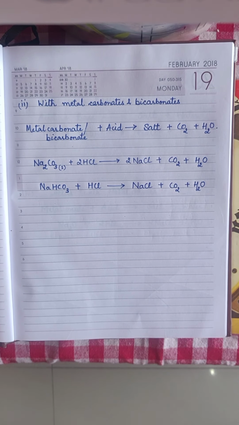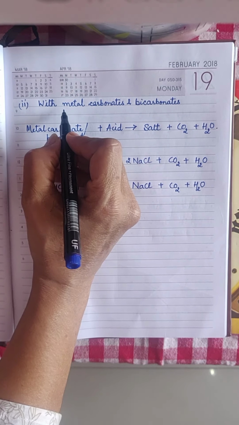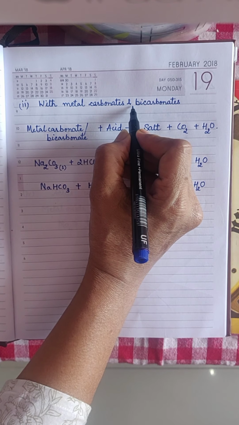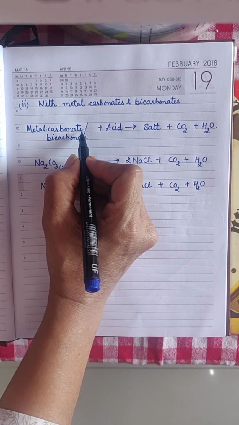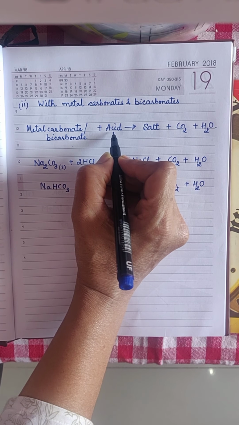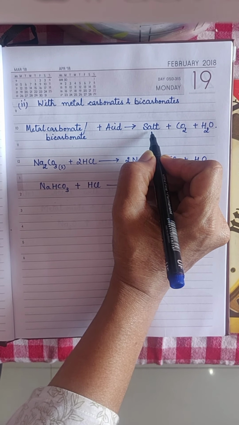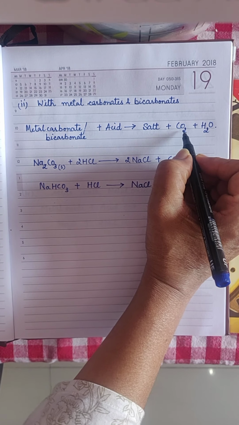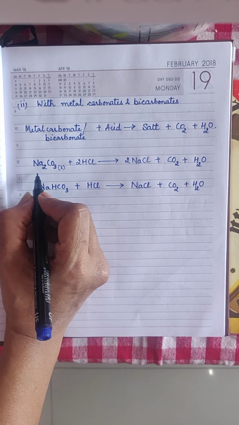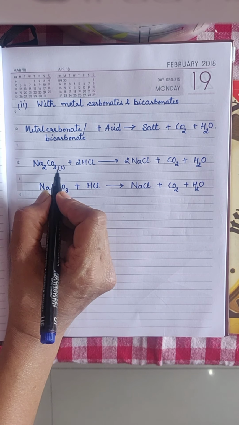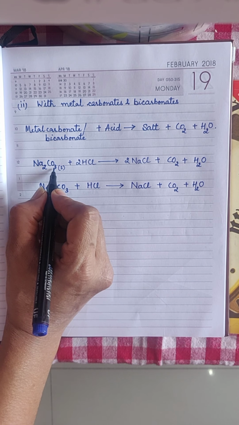The next property of acids is their reaction with metal carbonates and metal bicarbonates. The general equation is: metal carbonate or bicarbonate reacts with acids and they form salt. Carbon dioxide gas is liberated along with the formation of water. So, the commonly used and studied metal carbonate is sodium carbonate.